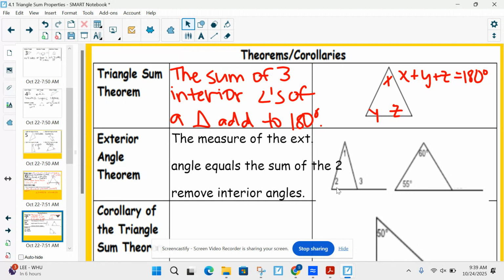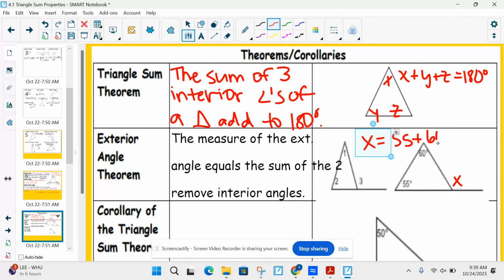And the reason is because if you know these two, if you want to find this angle, you would take these two angles and subtract from 180, right? But then if you want to find this angle, the exterior angle, you would subtract that from 180 because it's a linear pair. So you can shortcut it by just saying that this angle here is equal to the two remote interior angles. So x is equal to 55 plus 60, which would be 115. Yes?